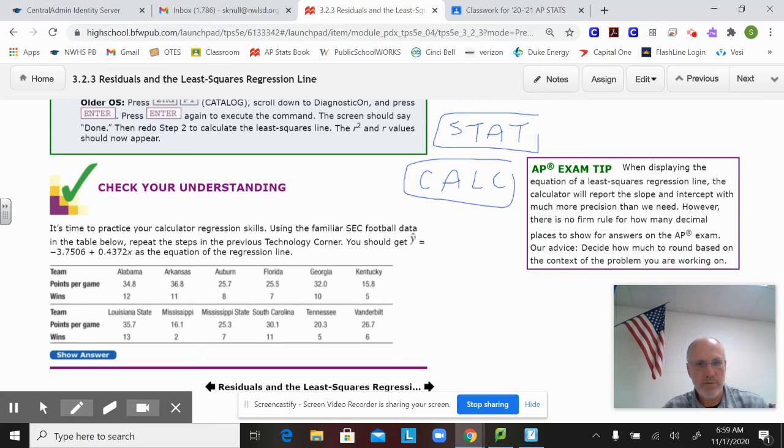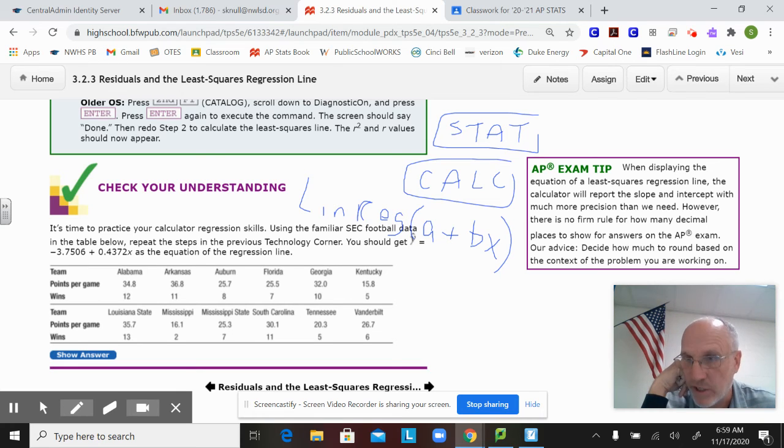So stat, then calc, and then we're going down to my calculus number 8. We're going, and we did this earlier. We're going to go to LinReg(a+bx). Now you'll notice I had you go there back when we were finding the correlation coefficient r.